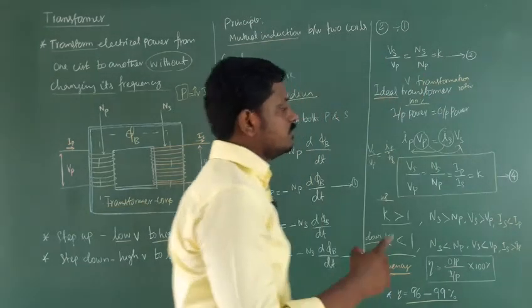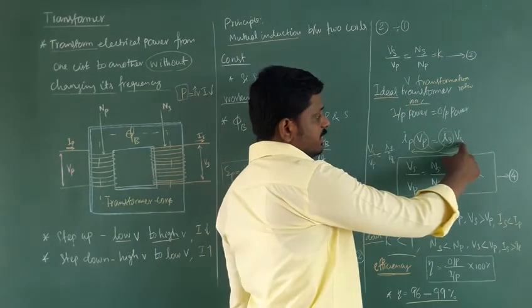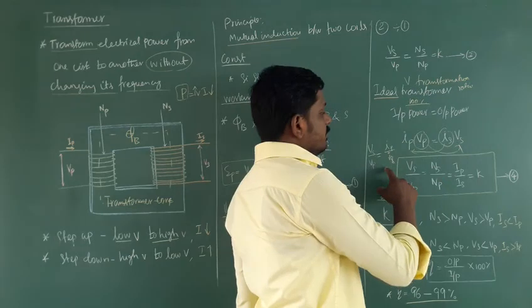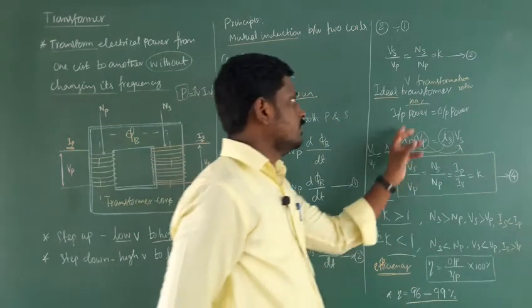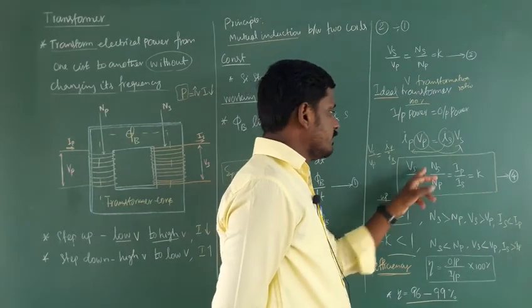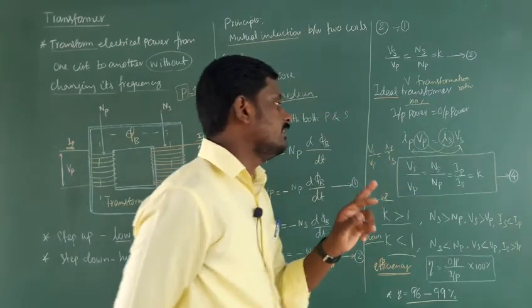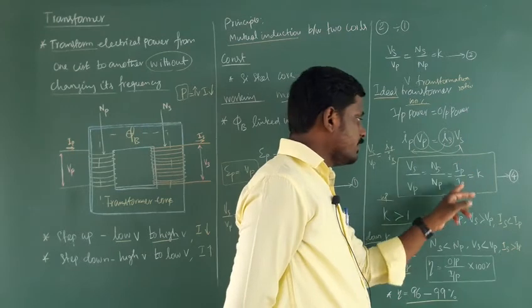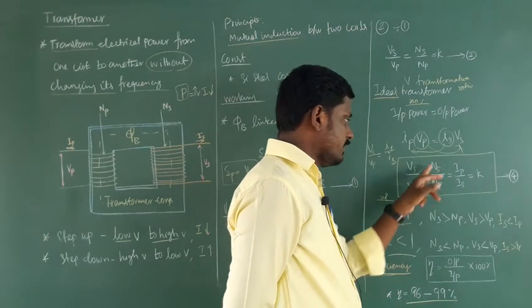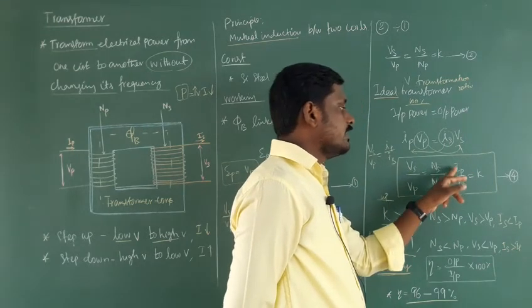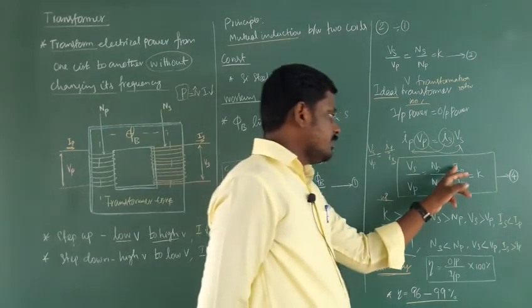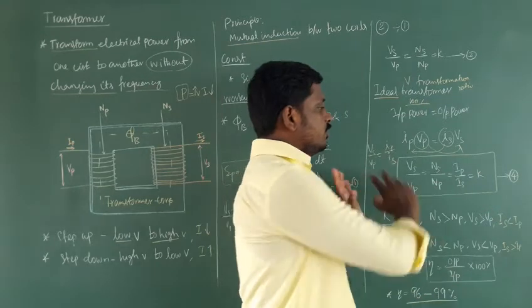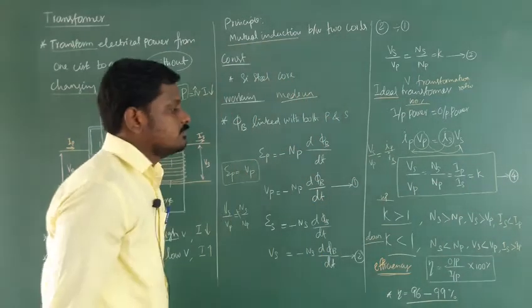Again we have an expression like this: Vs by Vp equal to Ip by Is. Just make it the same. Vs by Vp equal to Ns by Np, as we have already derived. Note that for voltage it is Ns by Np, but for current it is Ip by Is. This is a mistake everyone makes. So Ip by Is is equal to K. The entire derivation is over.